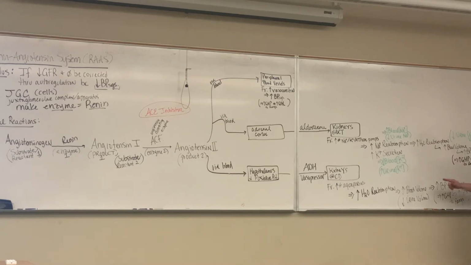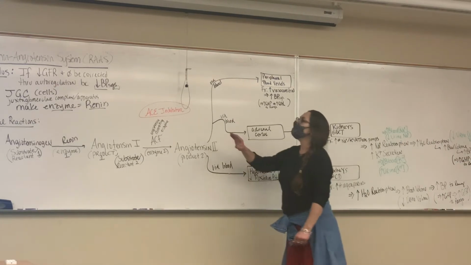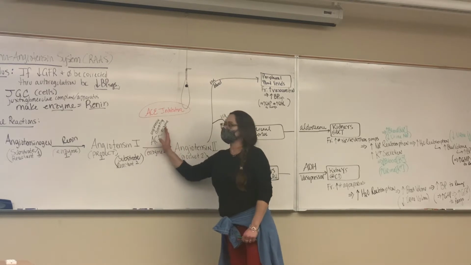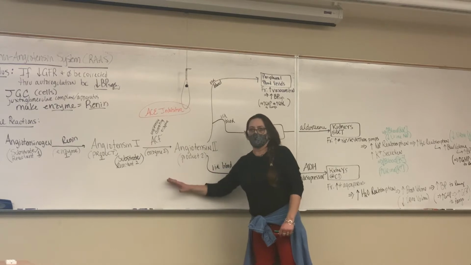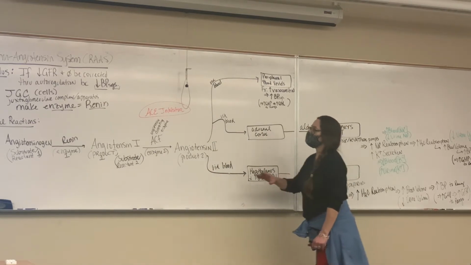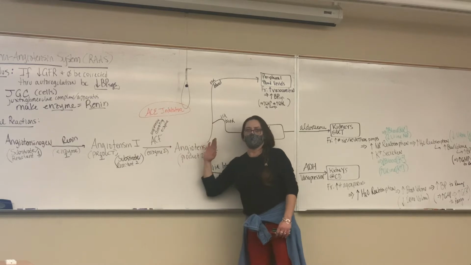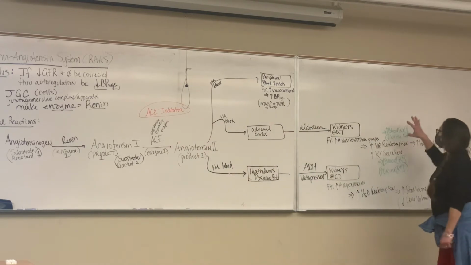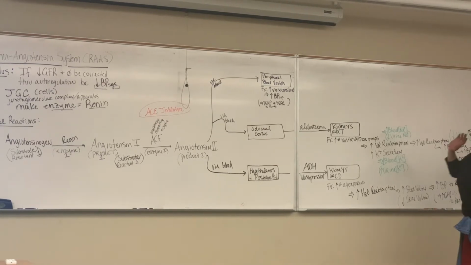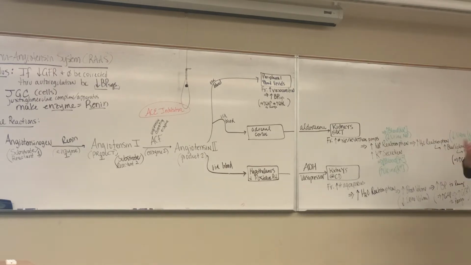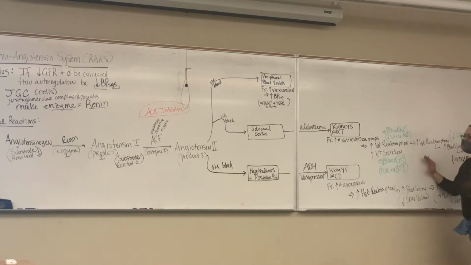So it's too high. People that have high blood pressure take ACE inhibitors. It won't stop this pathway, but it slows it down. People that have high blood pressure, you want to slow this pathway down so that they're not reabsorbing as much water, not reabsorbing as much sodium, and not retaining so much water. You want them to urinate. You don't want them holding on to the water, so you want to slow this pathway down.